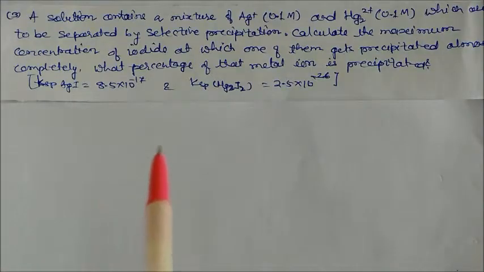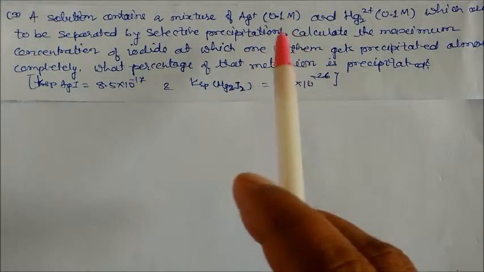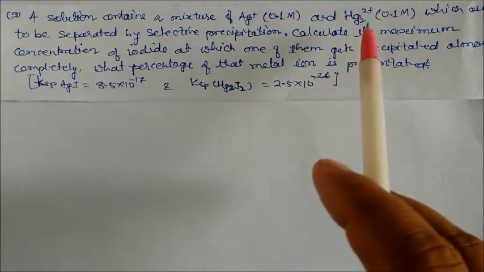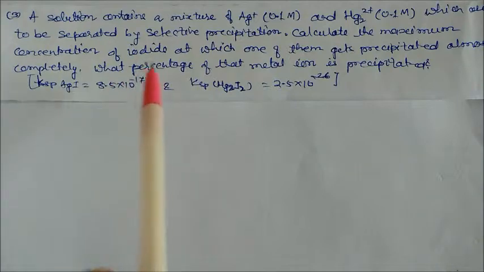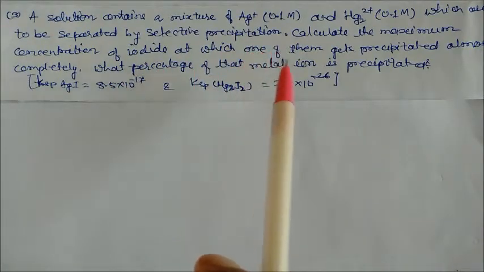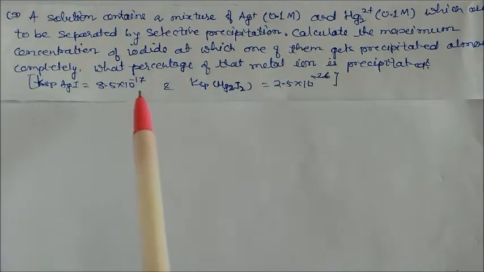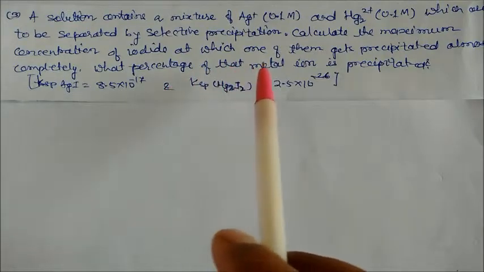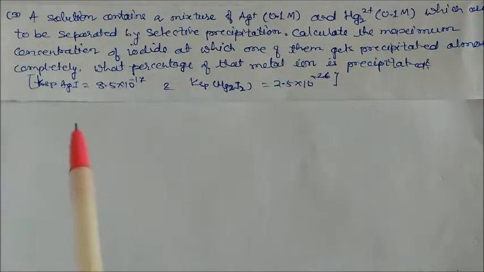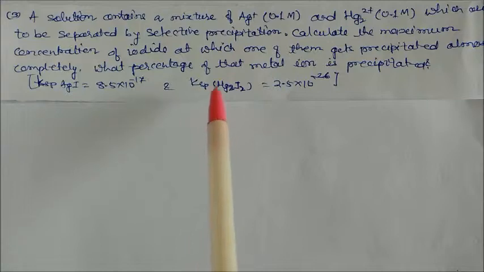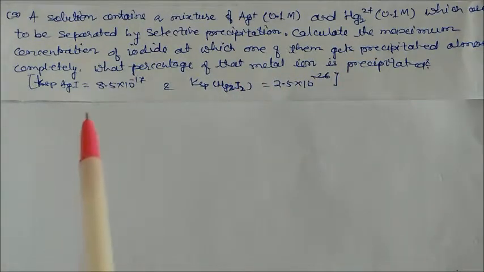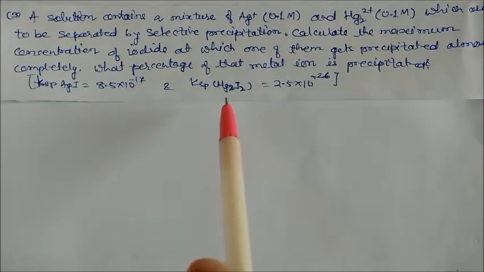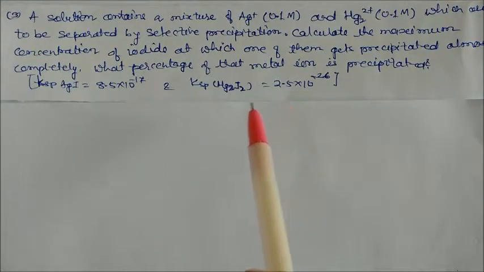A solution contains a mixture of silver plus 0.1 molarity and Hg2 2 plus 0.1 molarity, which are to be separated by selective precipitation. Calculate the maximum concentration of iodide at which one of them gets precipitated almost completely, and what percentage of that metal ion is precipitated. We are given two values, the Ksp of silver iodide and the Ksp of mercury iodide. We will do it the same way.